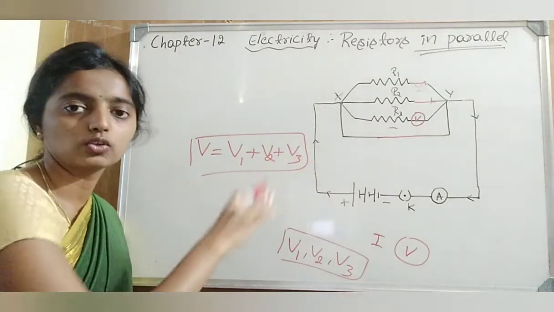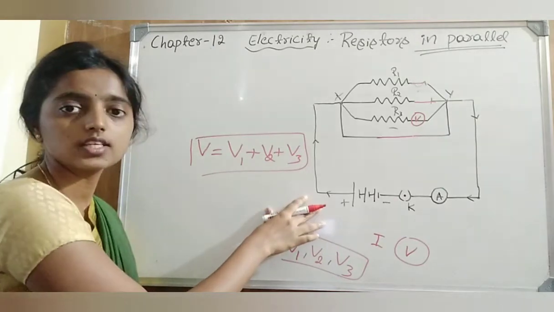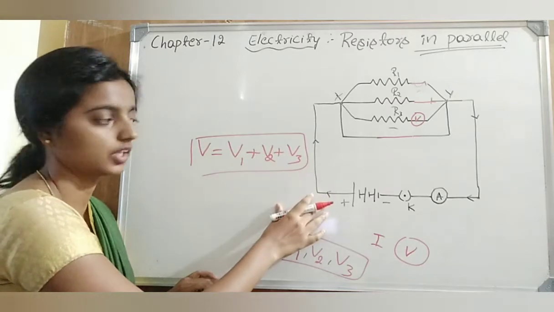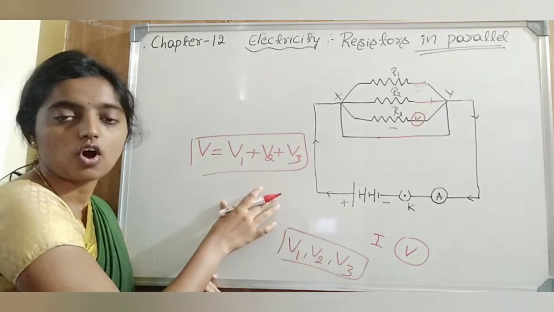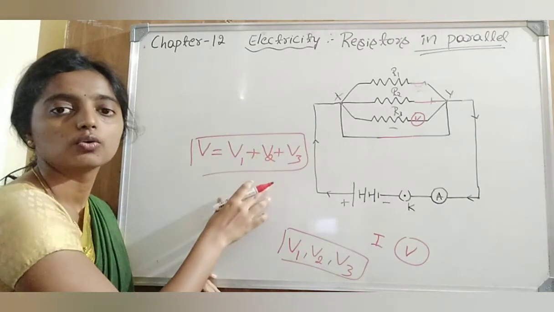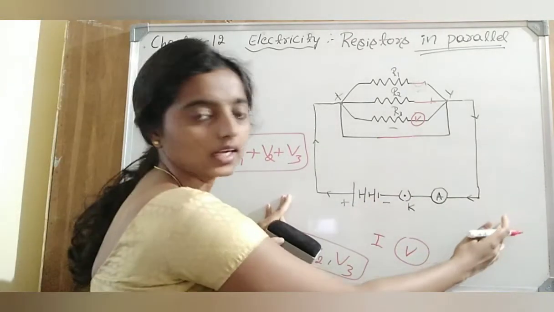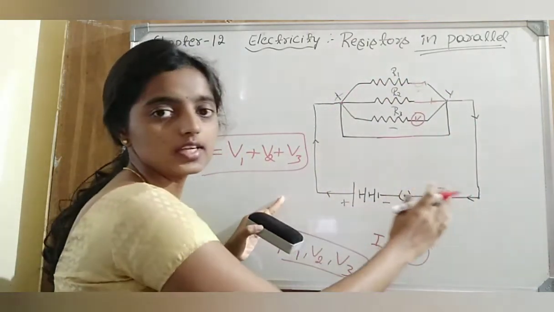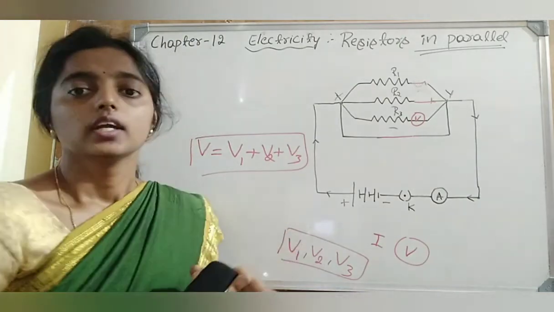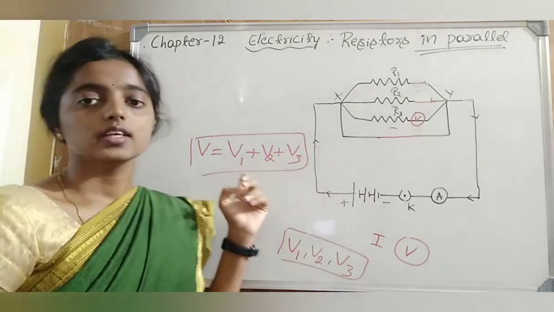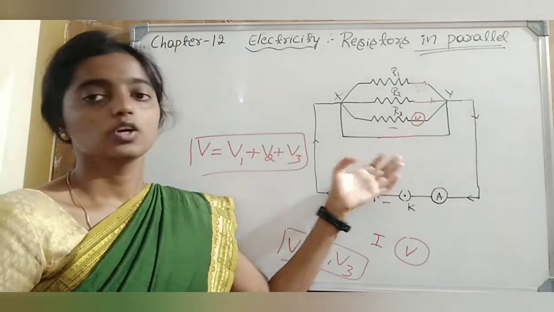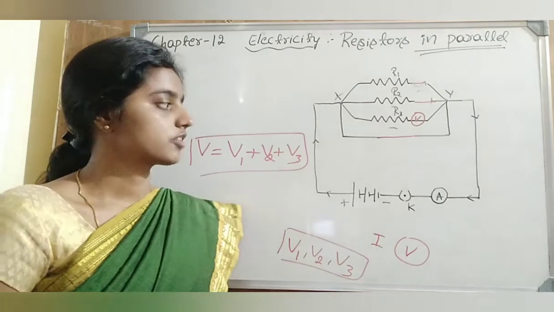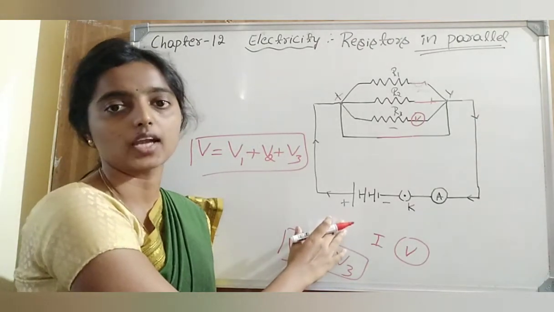Now just go back to the earlier class. What we studied in series, we got I, that is current, is equal to I1 plus I2 plus I3. So there the current was constant and we got different voltmeter values. But here in parallel, the potential difference, that is V, is the same throughout the circuit. So remember, in series current is constant or same. In parallel, potential difference is same or constant throughout the circuit. This is our first point in the resistors in parallel.